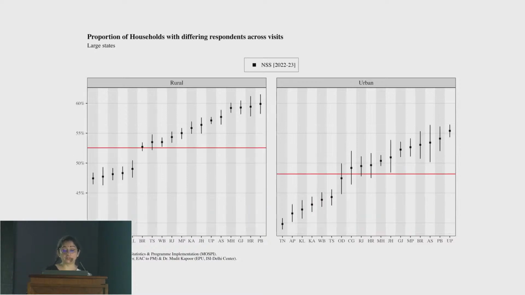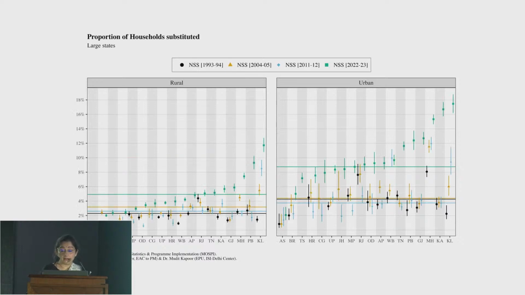What you also notice is the proportion of households with differing respondents across the visits. Obviously, you will not find the same person every time you go. But that number is around 60% for Punjab, Haryana, Gujarat, Maharashtra. 60% of the time, you have a respondent who is different. And this is another concern: over the last 4 NSS, we have looked at 93-94, 2004-5, 11-12 and 22-23. The proportion of households that are substituted, meaning households saying no to being surveyed, has only worsened with time. In fact, you see the green estimates, they are for the latest, and the problem is becoming worse.